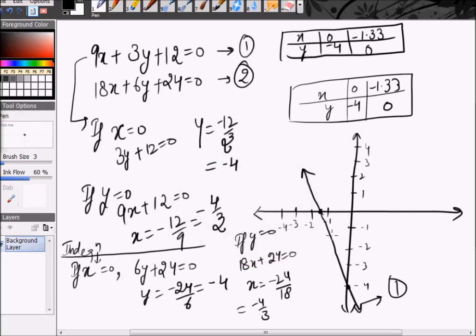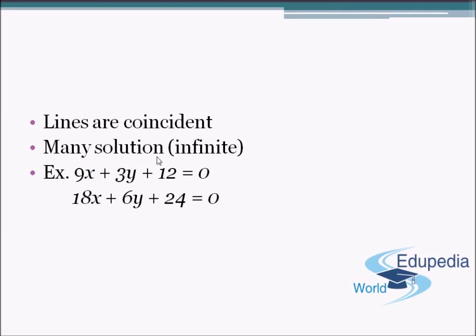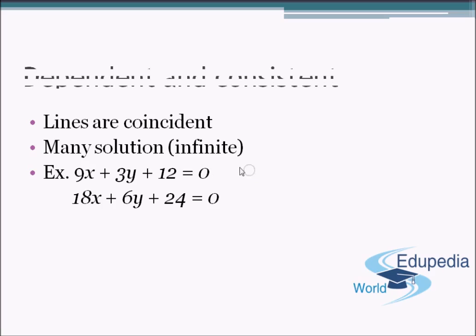Thus, the given pair of lines lie on each other, because the second equation also has the same points as the first equation. Therefore, here we have infinite number of solutions. Thus, lines are coincident here and we have many solutions. Such a pair is known as a dependent and consistent pair.